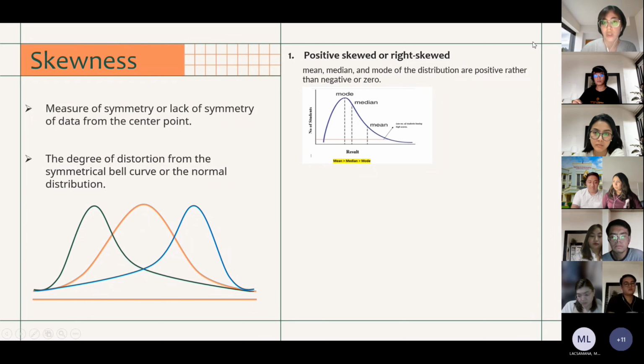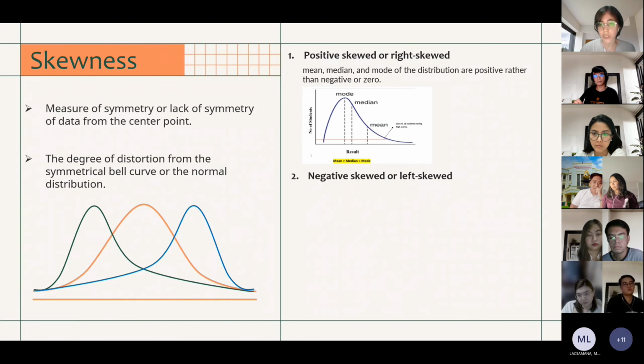Kung mapapansin nyo dito sa picture or sa sample, yung line graph natin is more siyang nasa left. Yung center ng ating data is nandoon sa left side, then hinahatak siya papuntang right.